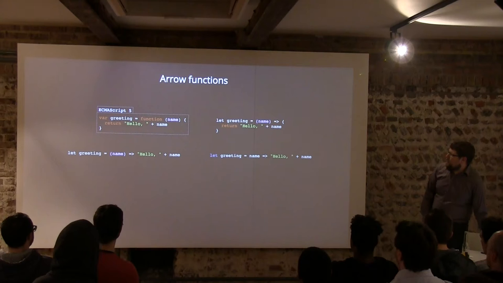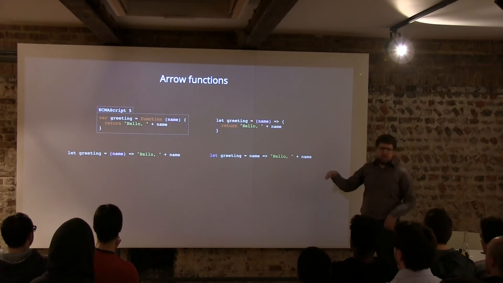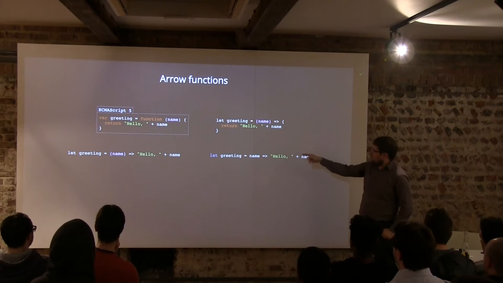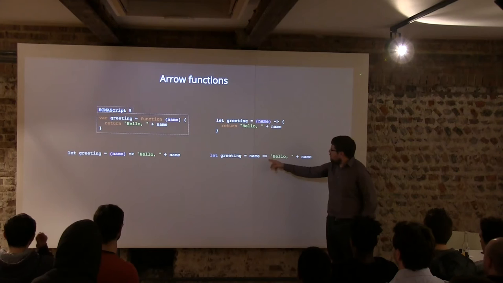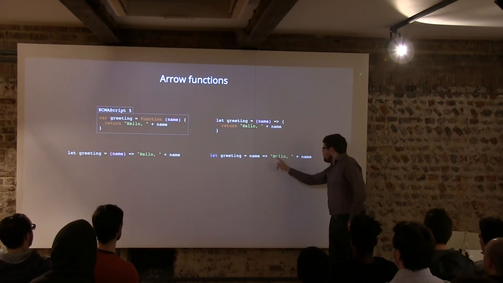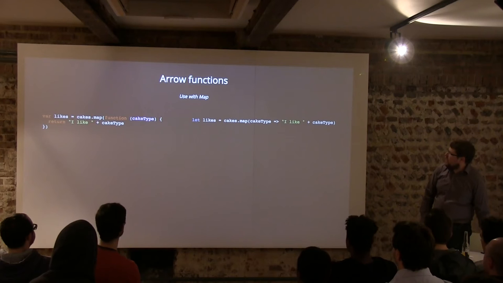There's also an even shorter version of it. If it's just a simple expression, not a whole function with multiple things, you don't need a return statement. You can drop the curlies and just put the expression in. And if it's a single argument, not a list of arguments, you can drop the brackets as well, ending up with this very short version, which is quite nice for things like mapping.